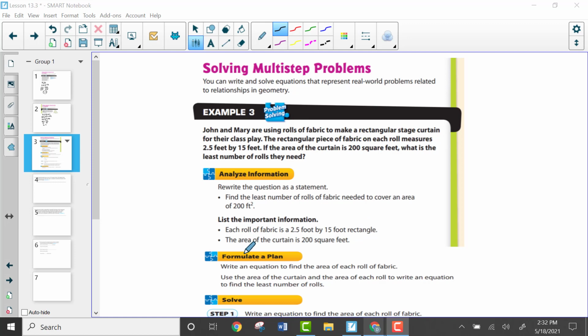And then also we want to list the important information. Some of the important information: each roll of fabric is a 2.5 foot by 15 foot rectangle, and the area of the curtain is 200 square feet. Do we really care that they have to make one for their class play? Well, we really do, but it doesn't really matter for our problem here.